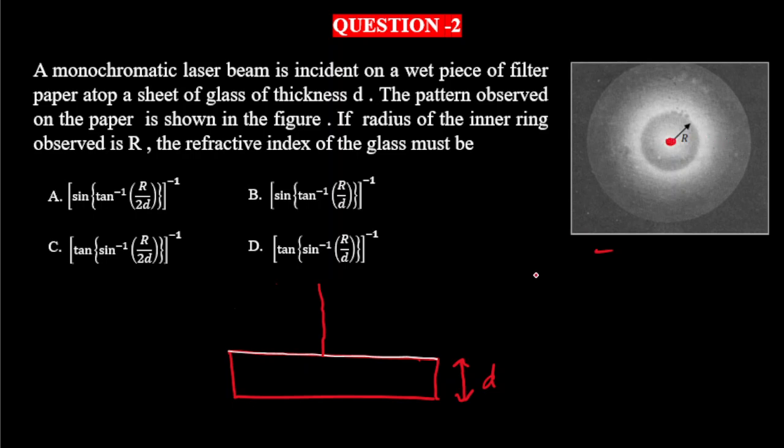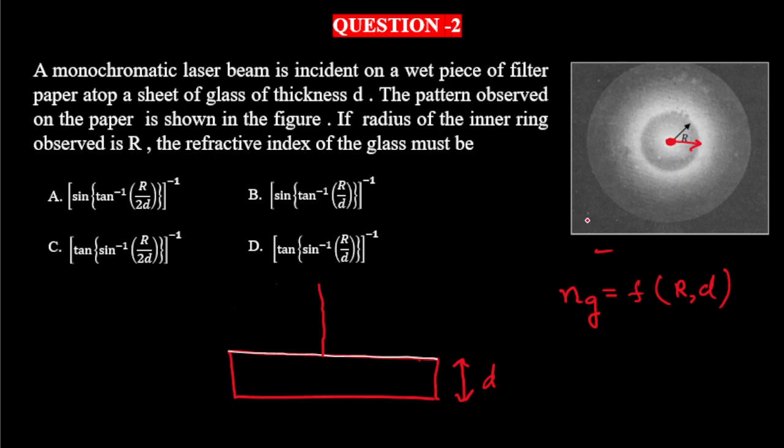So now the question is, if this glass plate thickness is D and the radius of this inner circle is R, then what will be the refractive index of this glass plate in terms of R and D? If we want to find the refractive index of this glass plate in terms of R, the radius of this circle, and D, the thickness of this glass plate, what will that refractive index be?